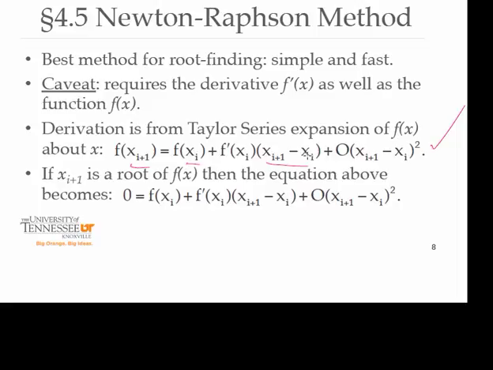Now, if x_{i+1} is a root, then of course that means this term right here would actually be 0 if we actually got to the root by this method. So in that sense, we would have this equation here, where this right-hand side would be equivalent to 0.